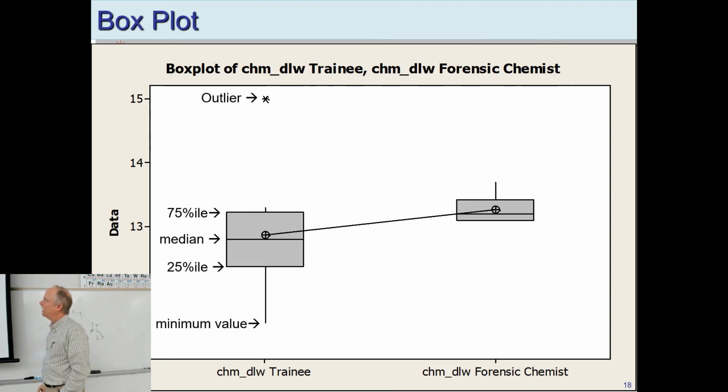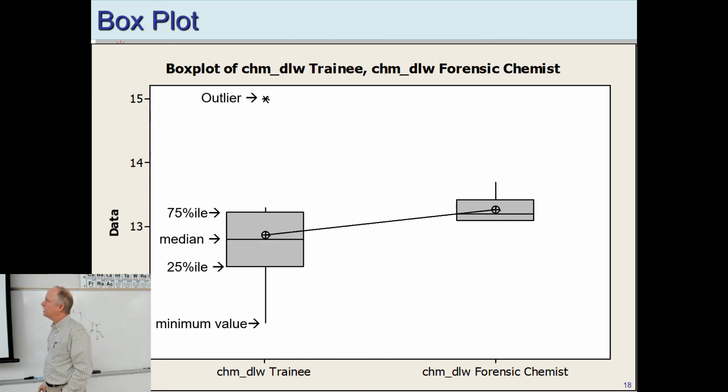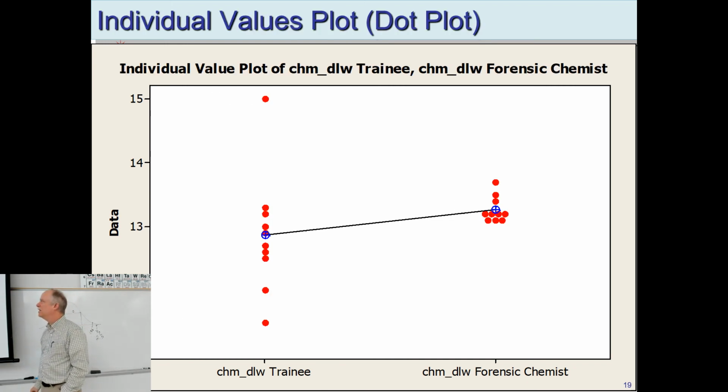I think this box plot is a little more useful than this, but this is nice because it shows you the individual measurements plotted next to each other. This plot is pretty difficult to do in Excel. This one you could do, but again, generating these things is a pain in Excel. There's a lot of steps involved, whereas here it's just a menu option. Click, click, click, you've got it.